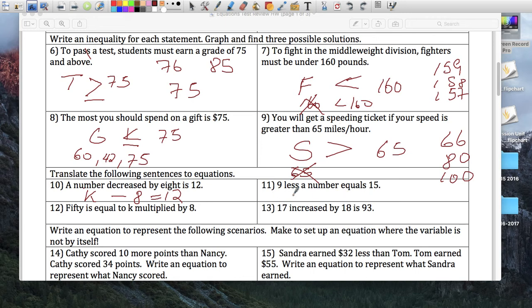9 less a number equals 15. 9 less a number equals 15. Now, less a number is not a turnaround word. Less than a number, yes, but not less. Just less by itself, it's not. 50 is equal to K multiplied by 8.